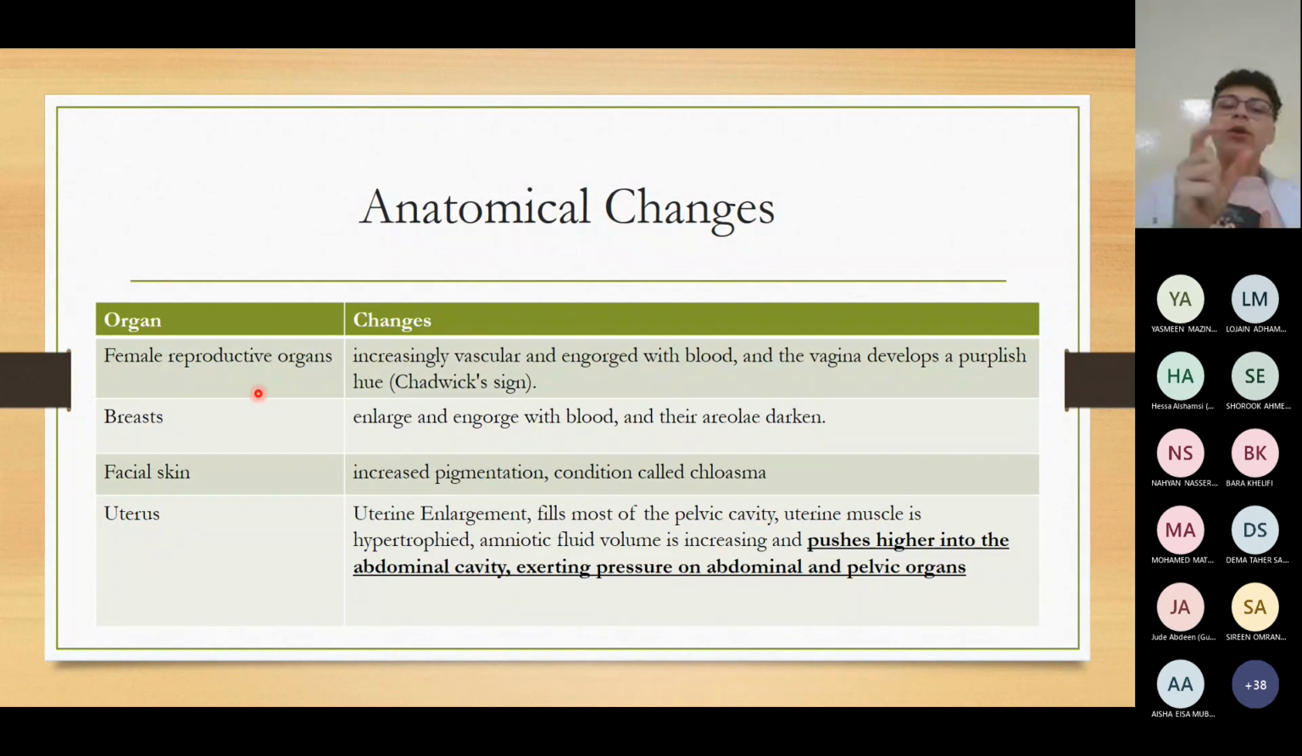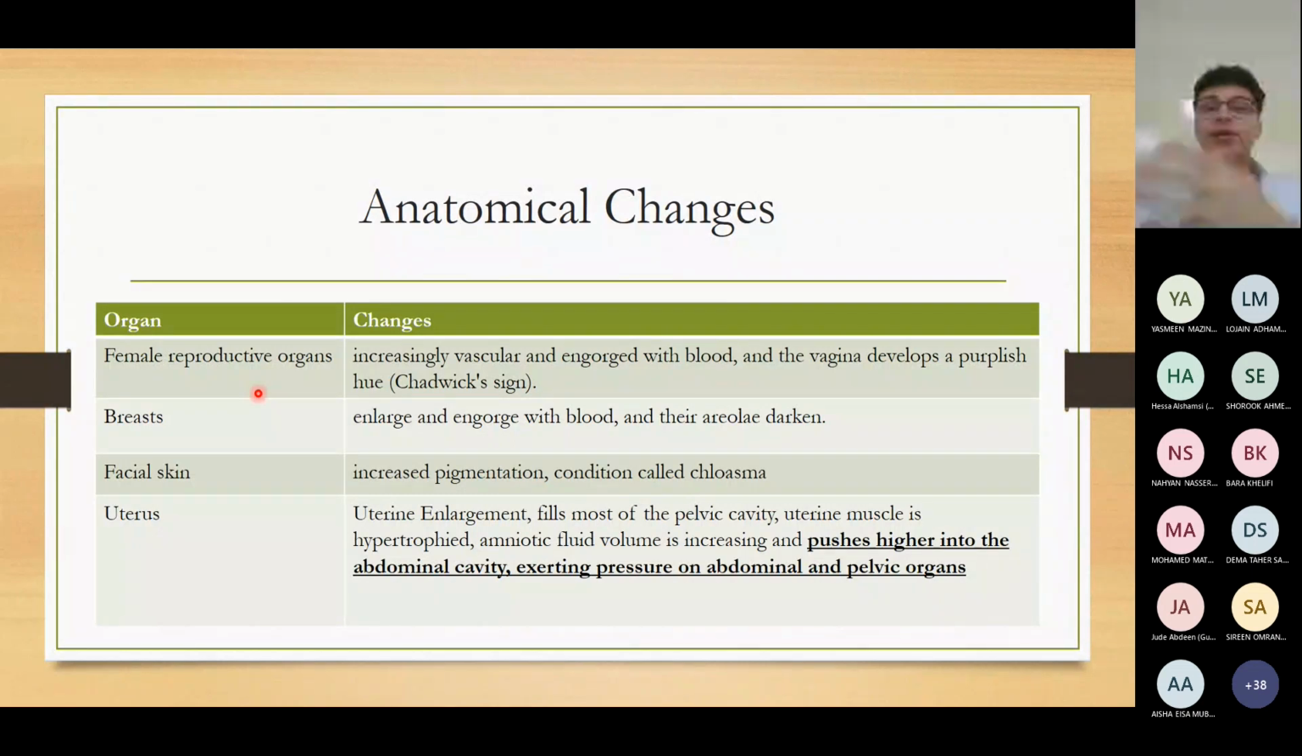And there's something we call a Chadwick sign. Basically, the female reproductive organ is going to turn a bit of a purplish hue. We call it a Chadwick sign. That's really the important key point you need to remember in the female reproductive organ. Okay. Moving on to the second most important thing that is going to be anatomically changing, the breast.